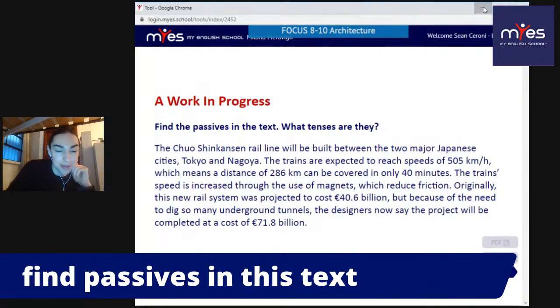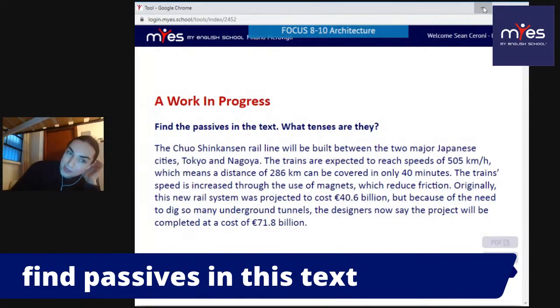Certainly there are some high-speed trains in Italy, but in Ireland, no. My family lived about, I'm not sure how many kilometers, maybe 100 kilometers from Dublin, and it was a 2-hour train journey to Dublin. So 286 kilometers in 40 minutes is a bit faster than that.